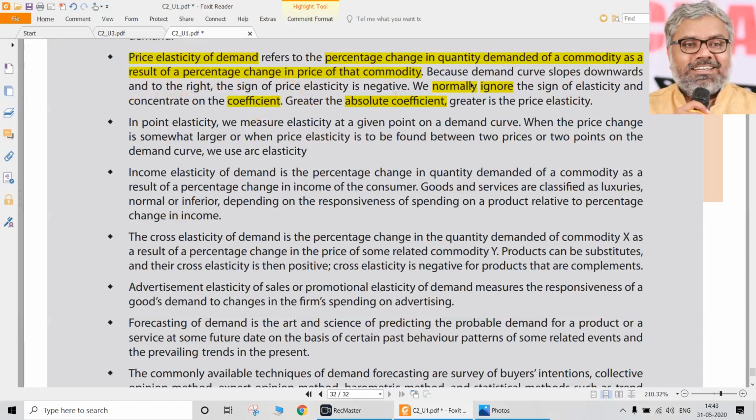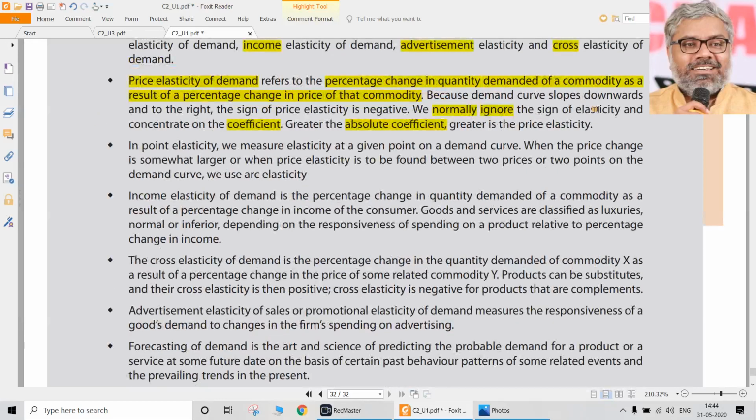The negative sign indicates the opposite direction, the inverse relationship between the price of a commodity and the quantity demanded, which is taken as granted because the law of demand anyway tells us that there is an inverse relationship. So if we consider that as granted, we can ignore that sign also, is the point made here.